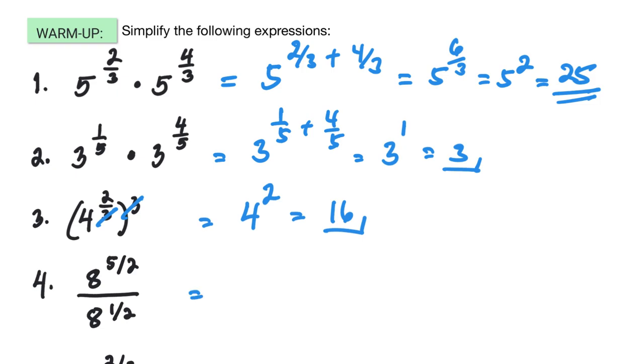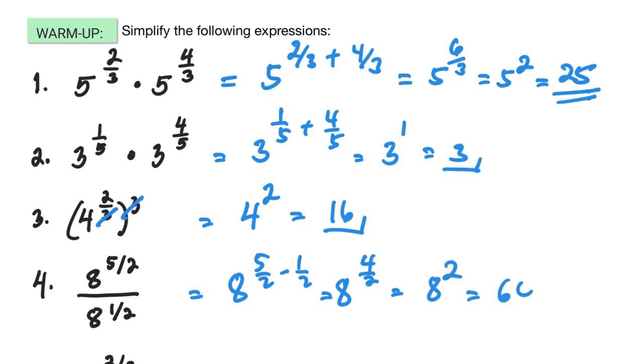This is going to be a subtraction. 8 raised to 5 over 2 minus 1 over 2 is going to give you 8 raised to 4 over 2, and 4 divided by 2 is 2. So that's going to give you 8 squared, which is 64.